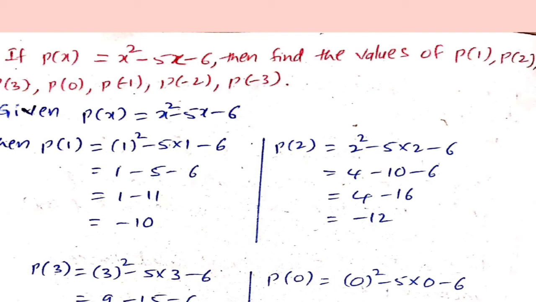Next, another value, p of 2 equals 2 square minus 5 into 2 minus 6. 2 square is 4, 5 twos are 10, minus 6. So first you add the negative numbers, minus 10 minus 6 is minus 16. 4 minus 16 equals minus 12. So the value of the given polynomial is minus 12. See here, the value changed. Previously it was minus 10, now it is minus 12, because we changed the x value.